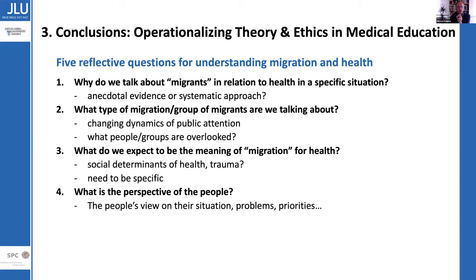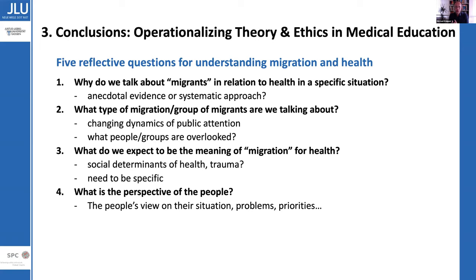And then fourth, what is the perspective of the people? We have to engage with the people also. And what is the people's view on their situation, problems, and priorities? I recently was in a meeting with migrant groups and the public health service about COVID-19 vaccinations, and the public health people were convinced that they have to work on convincing the people to get the vaccine, that they have to go and inform people and so on, and that they would find a kind of reluctance among the migrant groups regarding vaccines. And then when finally the migrants could talk in this meeting, they said, what are you waiting for? We are waiting for you.